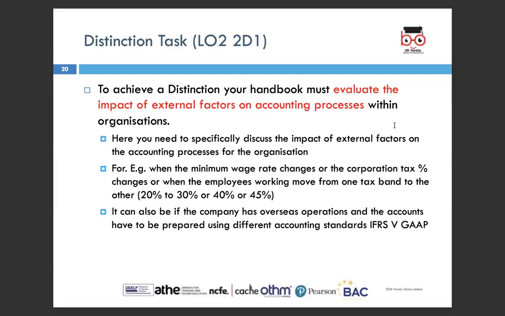Evaluate the external factors on accounting processes within organizations. So you need to specifically discuss the impact of external factors on the accounting process, looking at the organization in terms of financial issues. For example, minimum wage rate changes, corporation tax changes, or when employees move from one tax band to another, 20, 30, 40, or 45%.